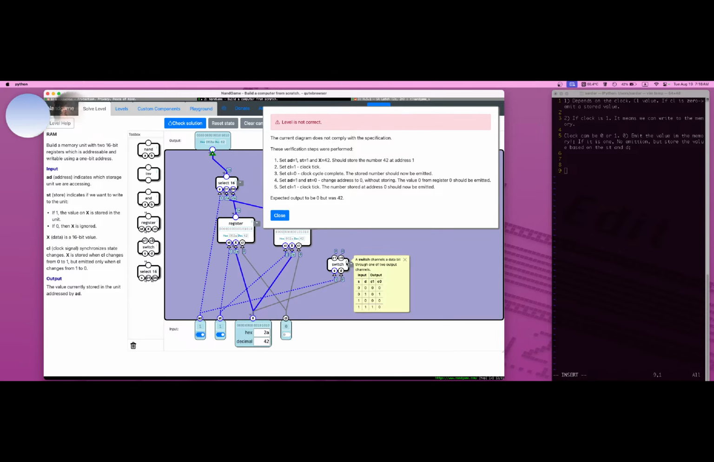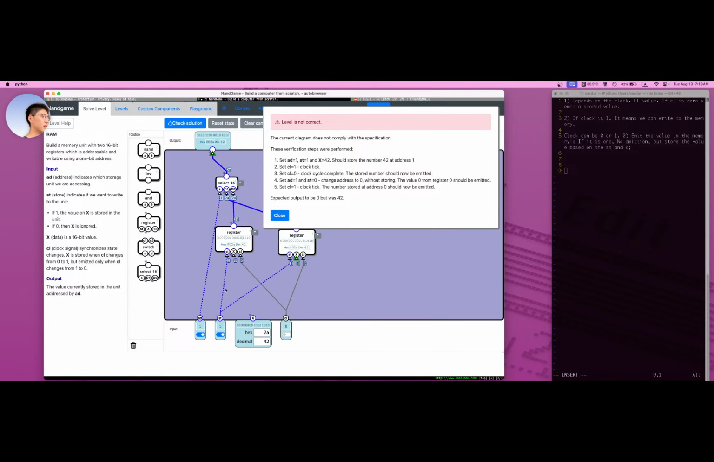What is the input of D? Oh, D is binary. It's not 16 bits. It's binary. Actually, I don't need this guy. Our problem is that we should not write directly X. We need to write to either this guy or this guy based on the address. Okay.